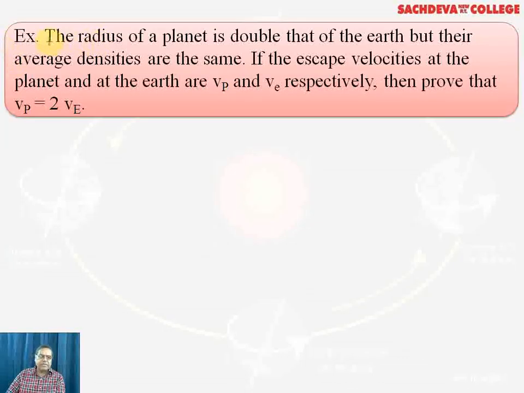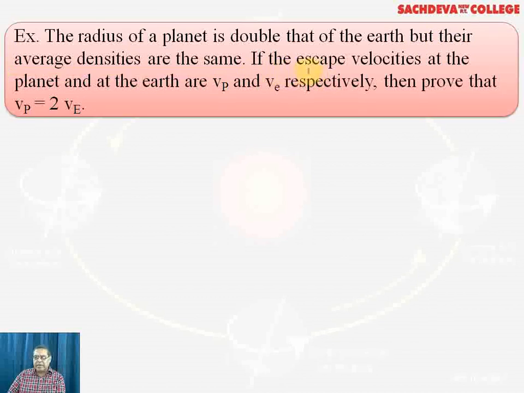Now there is another example. The radius of the planet is double that of Earth. So if we consider the radius of Earth as Re, the radius of the planet will be Rp, that is, double that of Earth. So if Earth is Re, then the planet will be 2Re, but their average densities are the same.